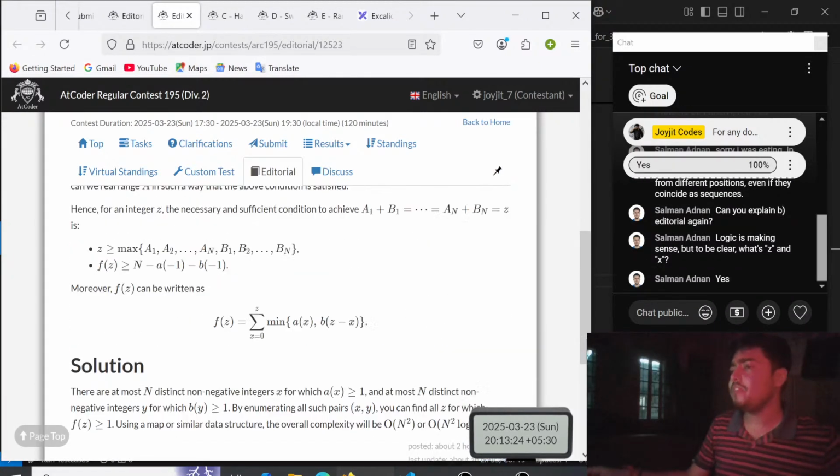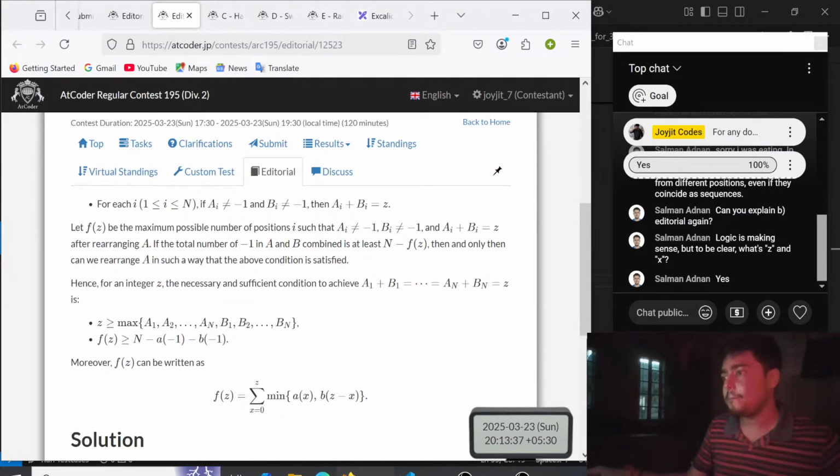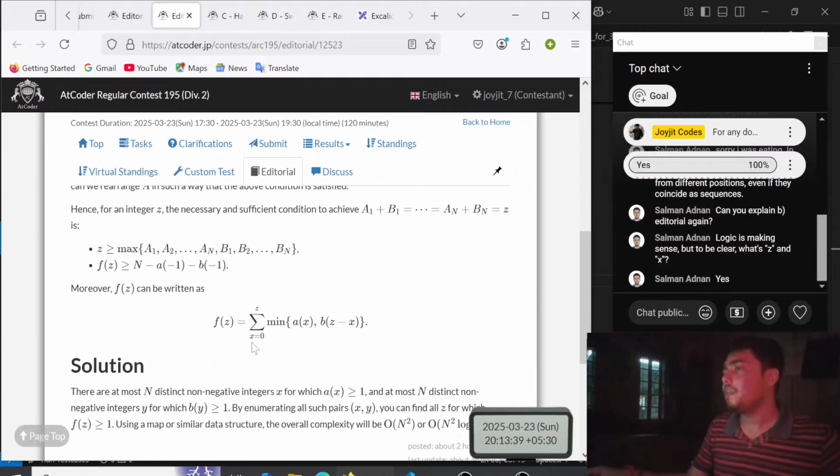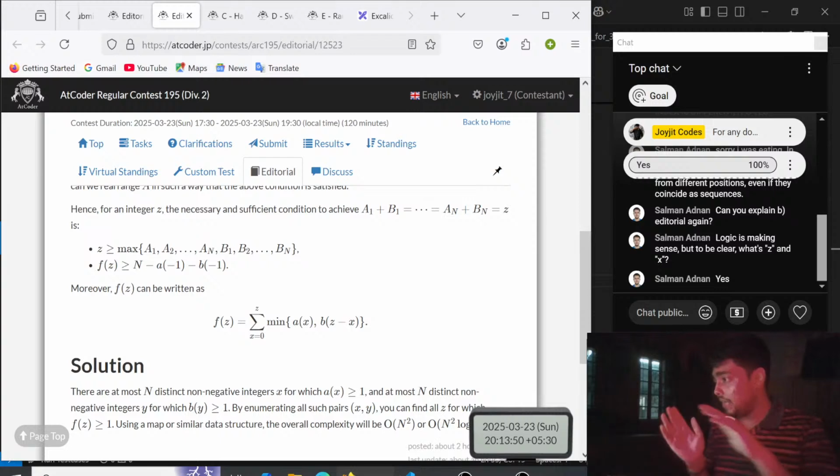So basically, if you are using this formula, you can find out if z is the answer. If z is the sum of each pair, you can find out how many pairs are there which are satisfying this condition, excluding the -1s. Now there are some pairs which won't be satisfying them.